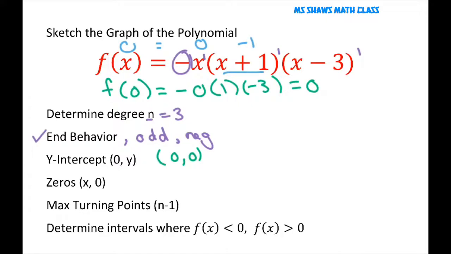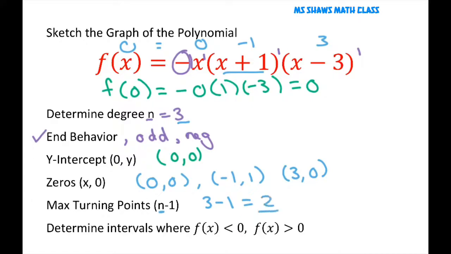Negative 1 plus 1 is 0. And 3 minus 3 is 0. And all the multiplicities are 1. So our zeros are just (0, 0), (negative 1, 0), and (3, 0). Our maximum turning points is you take your n, which is 3, and subtract 1. So that equals 2. We'll have at most 2 turning points.